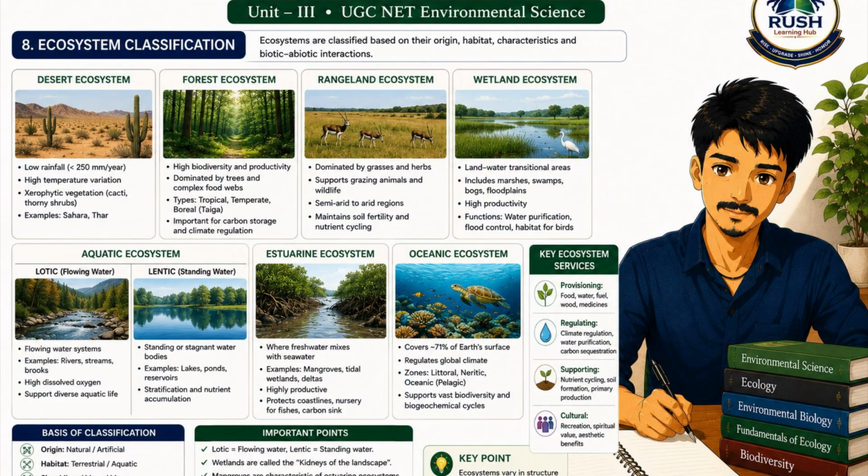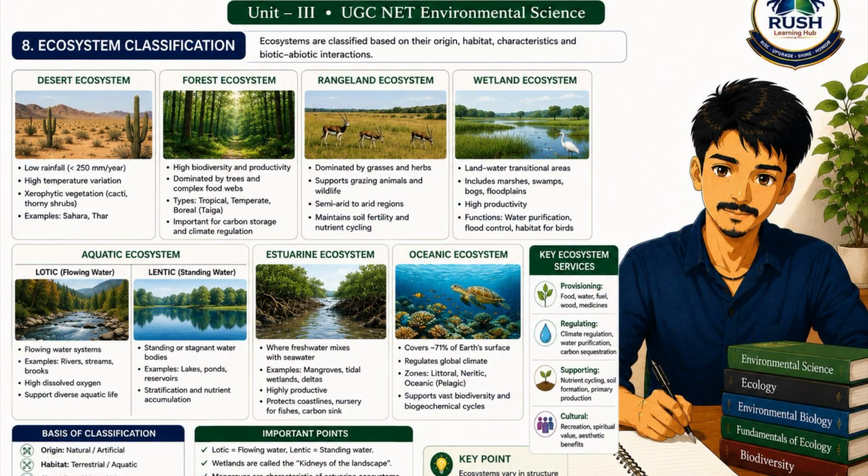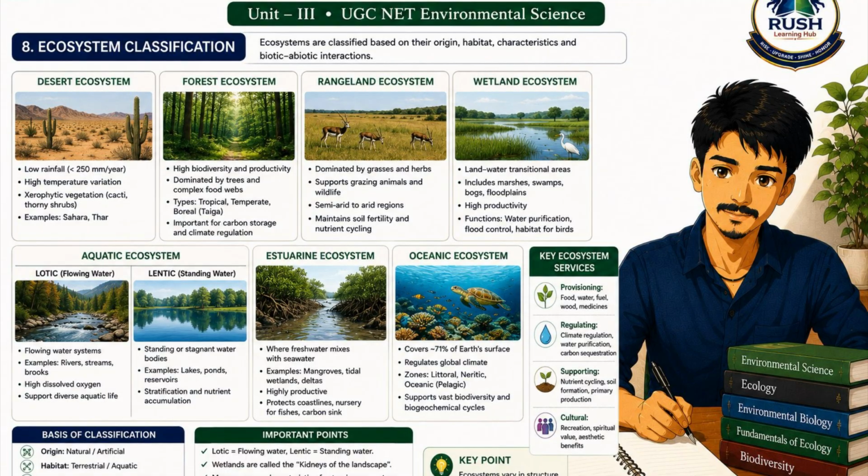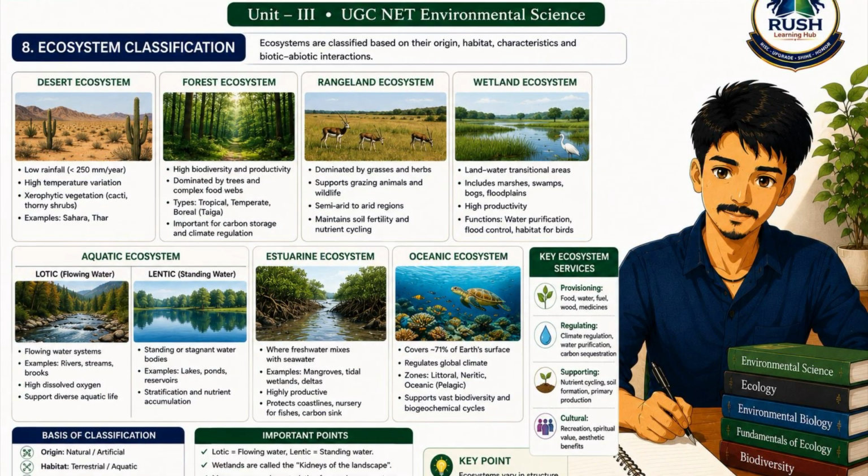In contrast, lentic ecosystems are characterized by standing or stagnant water. Lakes, ponds, reservoirs, and wetlands are examples of lentic ecosystems. Stratification and nutrient accumulation are important features of lentic water bodies.